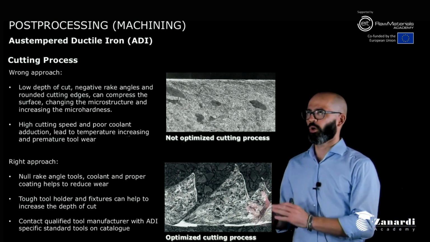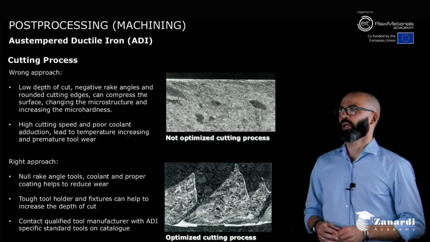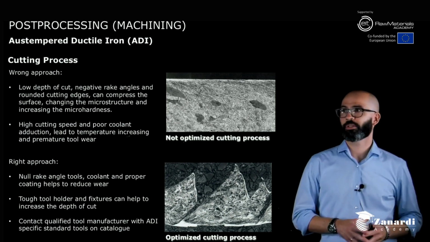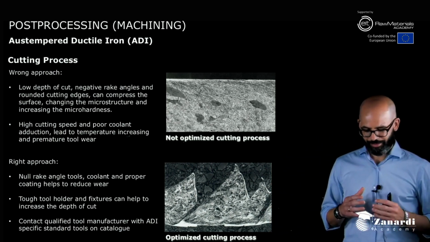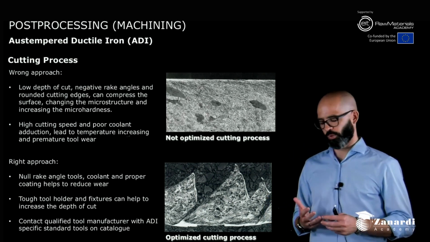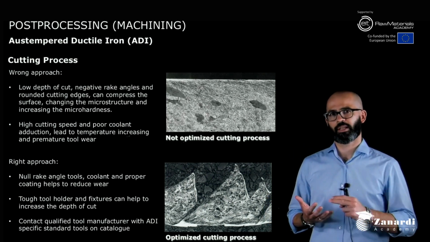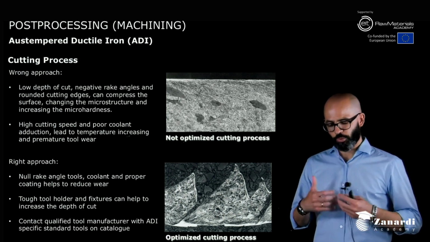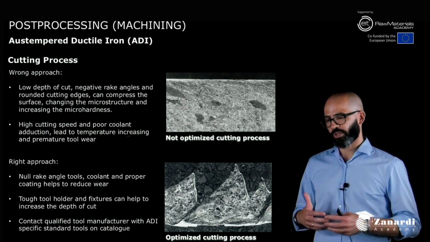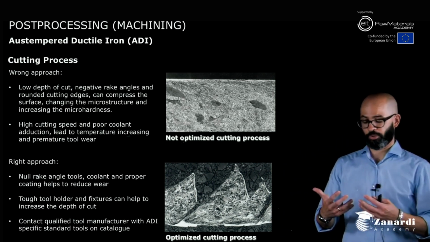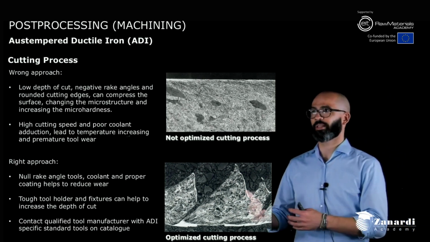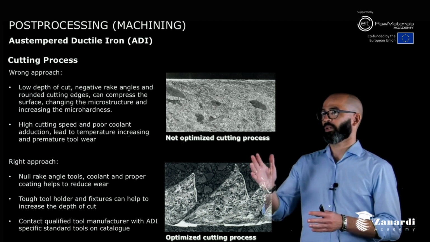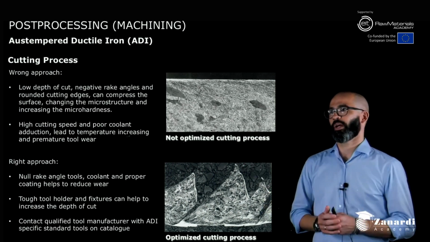When I talk about wrong approach and right approach, what does it mean? Wrong approach means to use low depth of cut, negative rake angles, and a rounded cutting edge. Those elements can compromise the surface, so you compress the surface, increase the micro hardness, and change the microstructure. The combination of these can reduce a lot the life of the tool, because it increases the wear and increases the temperature. If you want to follow the right approach, it means null rake angle and coolant and proper coating. That helps to reduce the wear of the tool.